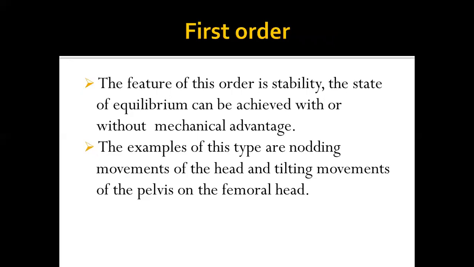Now the first order lever. The feature of this order is stability. The state of equilibrium can be achieved with or without mechanical advantage. The examples of this type are nodding movements of the head and tilting movements of the pelvis on the femoral head.